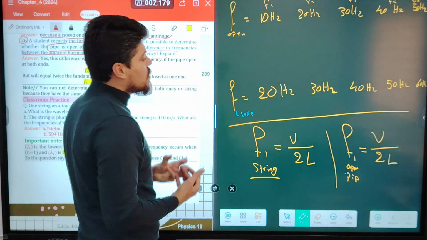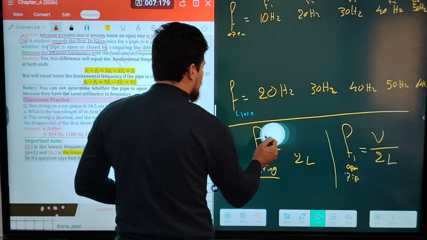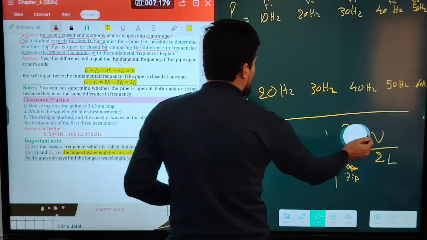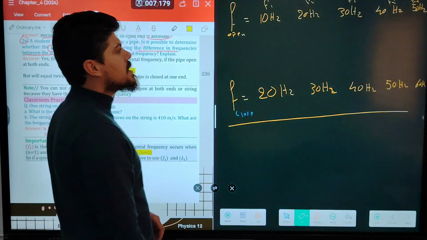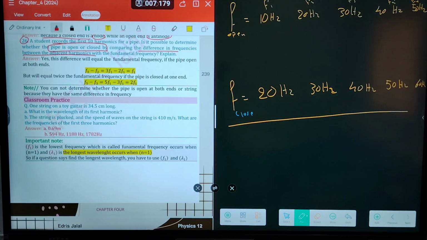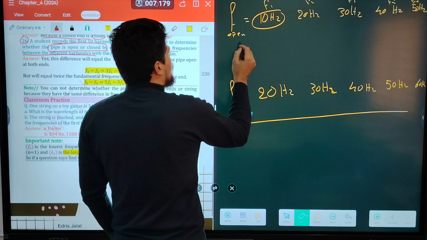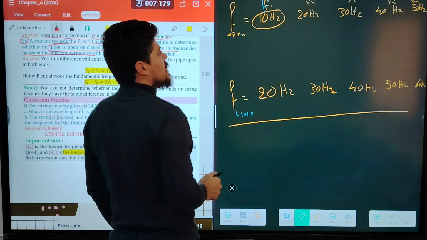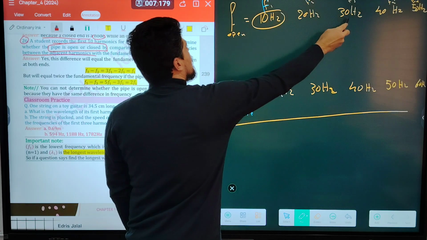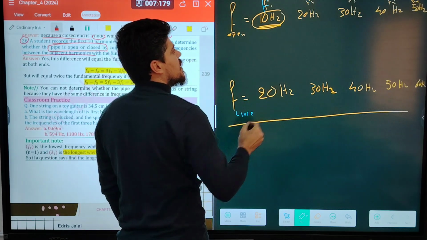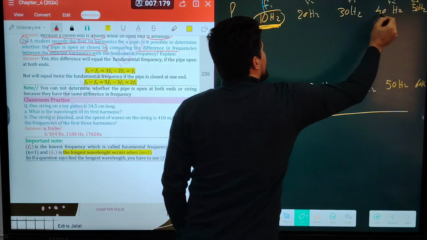But for open and closed pipes, can we say they have the same fundamental frequency? No. Which one has the higher frequency? The fundamental frequency of the open pipe is higher than that of the closed pipe. Guys, this is the fundamental frequency. F1 is equal to 10 hertz. F3 minus F2, 30 minus 20, is 10. 40 minus 30, 10. 50 minus 40, 10.